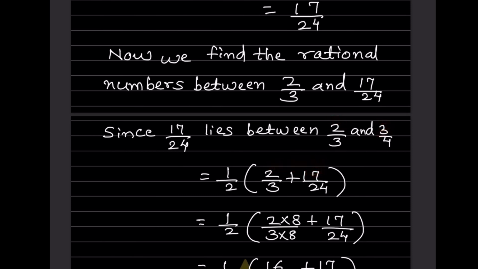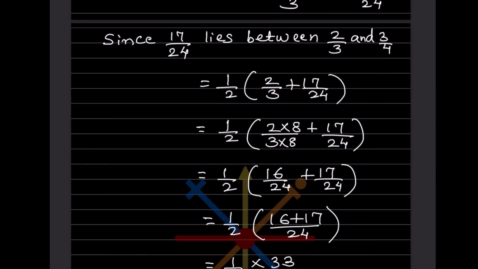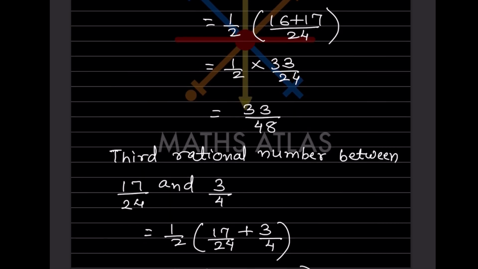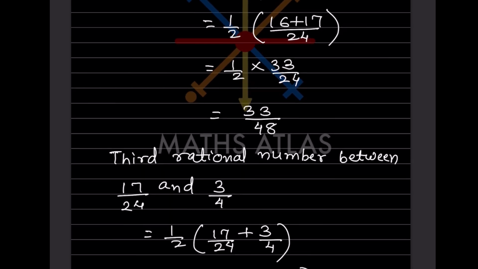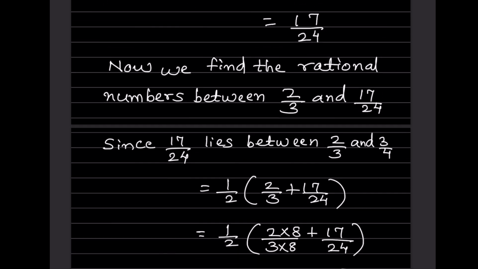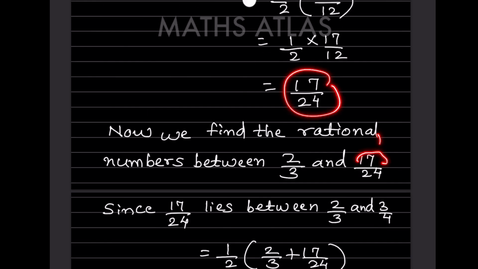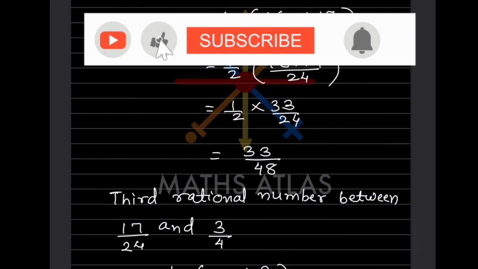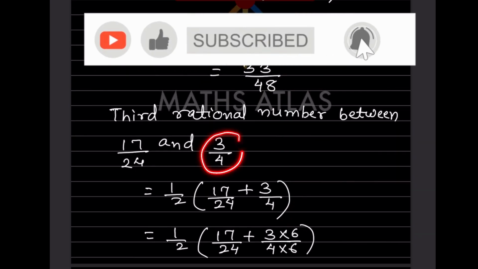So this will be again, the LCM is 24. So that will be 16 by 24 plus 17 by 24. So 16 plus 17, that will be 33 by 24, and this will be 33 by 48. So the third rational number will be where? That will be 17 by 24. We got here 17 by 24, and here will be 3 by 4. So hope you got it.